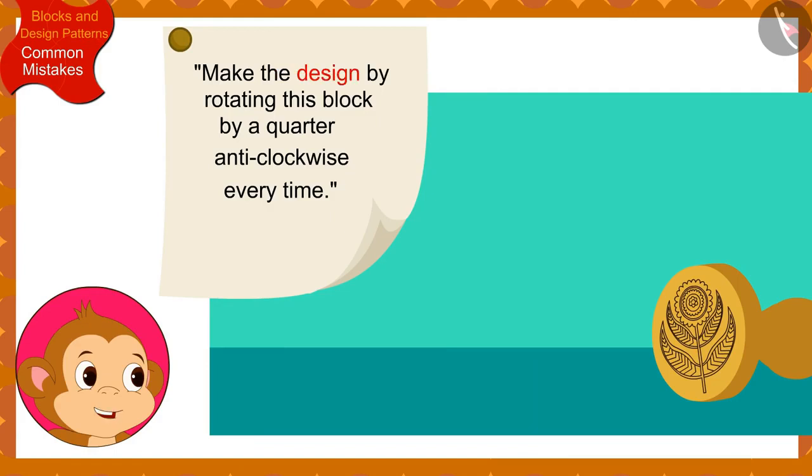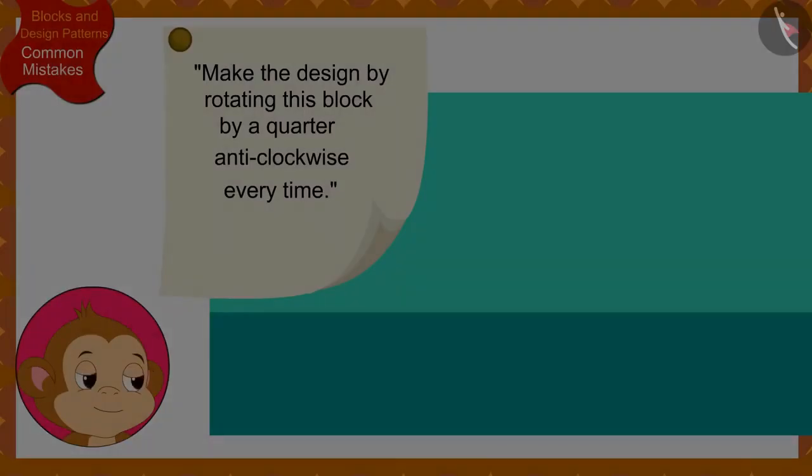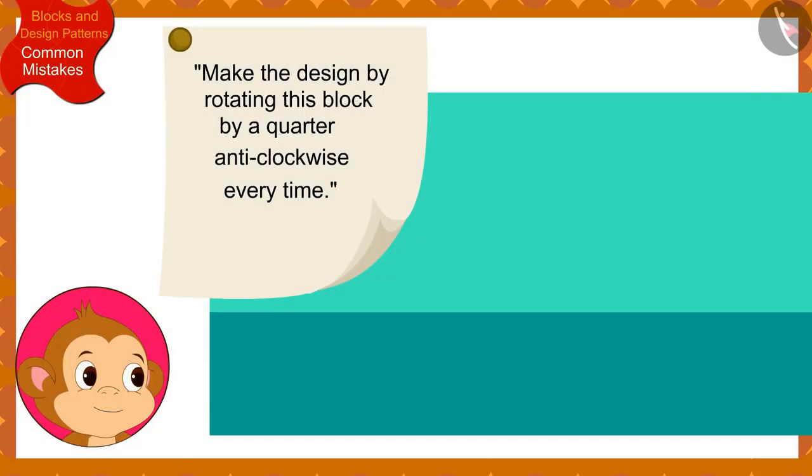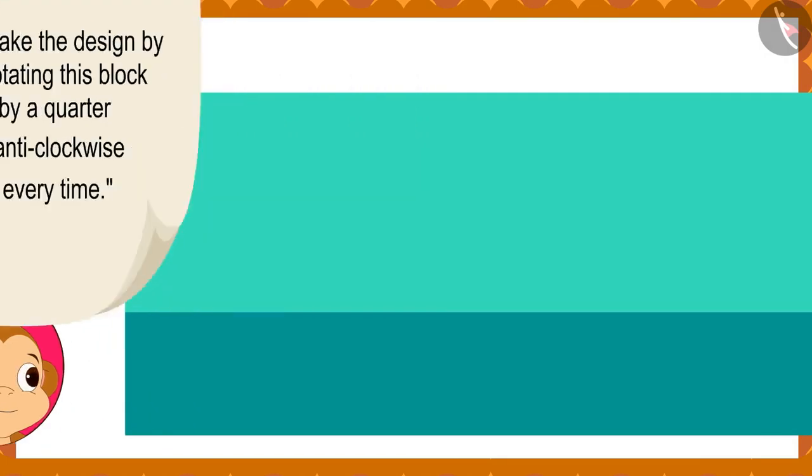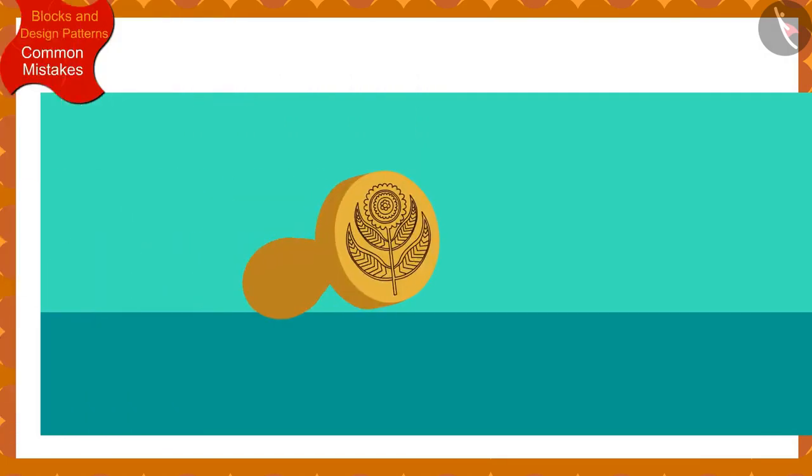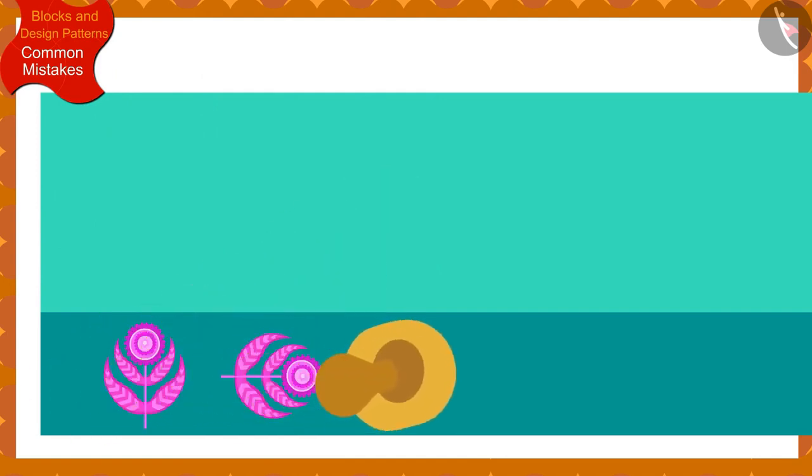Make the design by rotating this block by a quarter anti-clockwise every time. Babban read the instructions written by Bannu. This is so easy, thought Babban, and quickly made this design using the block on the first sari.